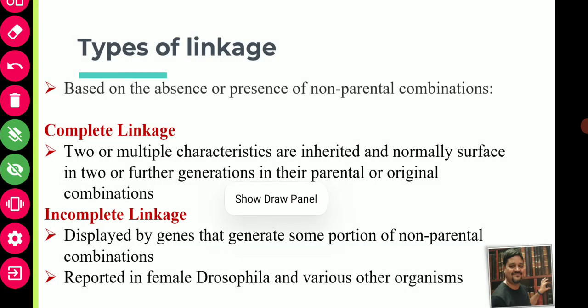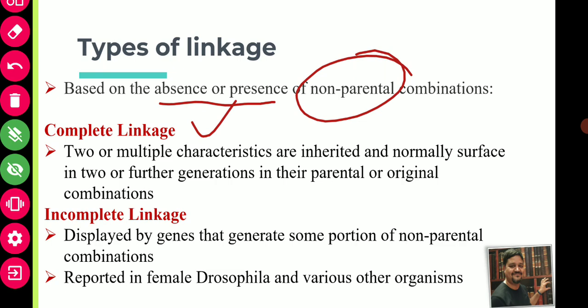Now, based on this, you may think that there are two types of linkage. On the basis of what? On the basis of absence and presence of non-parental combination. So, in complete linkage, two or multiple characteristics or traits are inherited and normally surface in two or further generations in their parental or original combination. In case of complete linkage, there will not be any new combination.